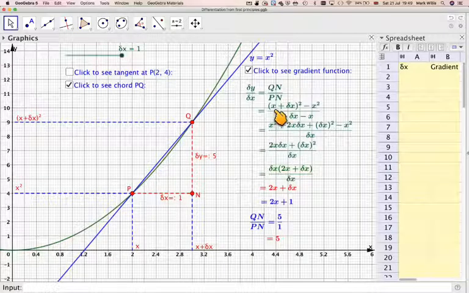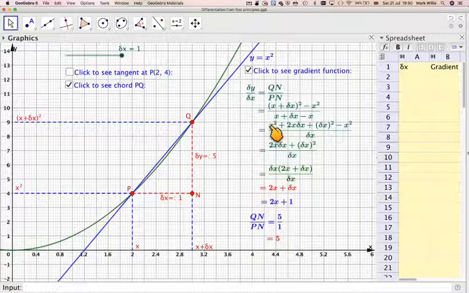If I expand x plus delta x squared, I'm going to get x squared, plus 2 lots of x delta x, plus delta x squared, and I've still got to take away that x squared at the end. If I do x plus delta x minus x here, I just get delta x, a little bit of x.